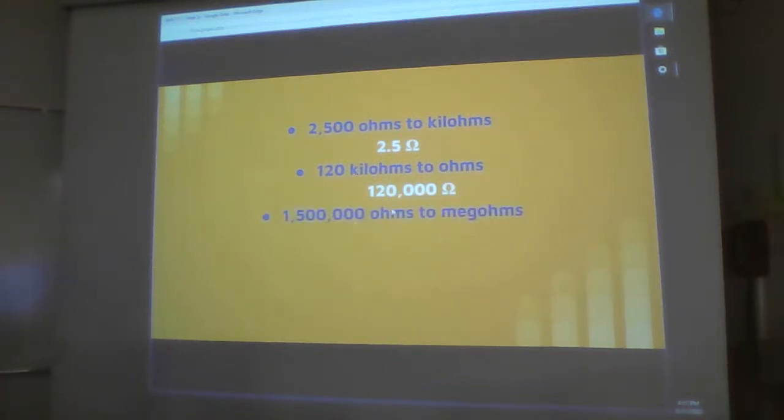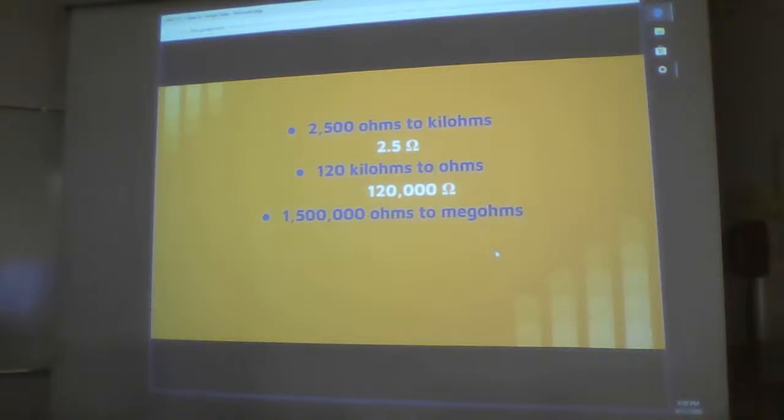But instead of writing 120,000 ohms, it's a little more shorthand to write 120K, you would put K and then the ohm symbol instead of writing out kiloohms. It's a little more shorthand when you're doing these long electrical problems. You can just write 120K ohm.